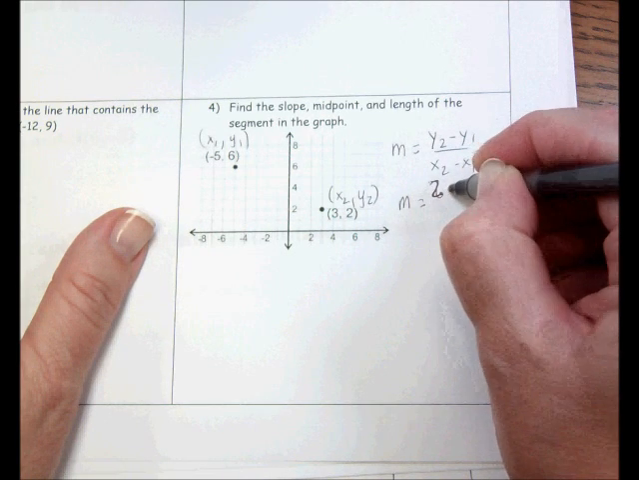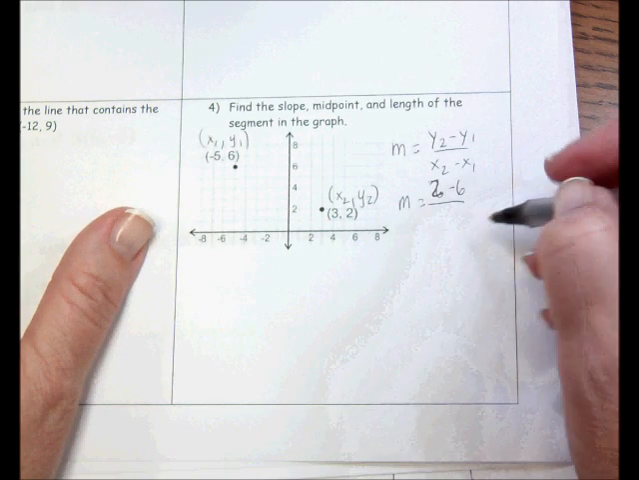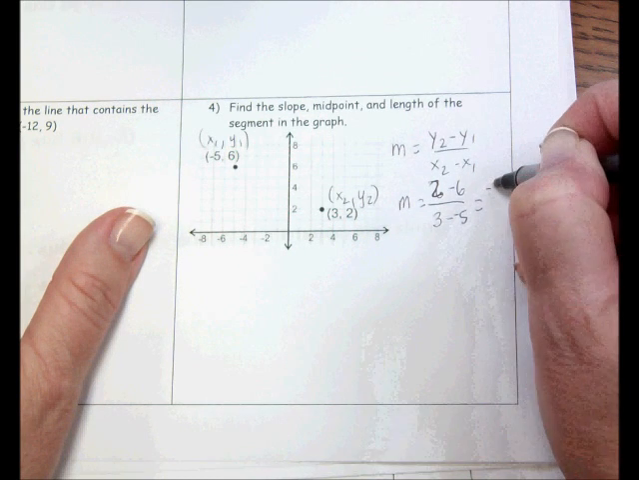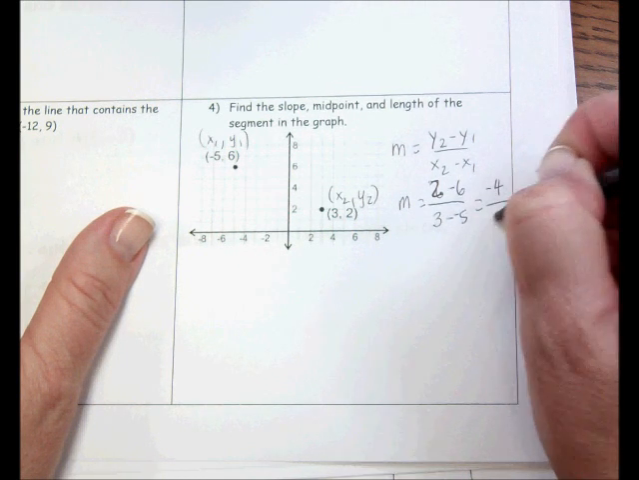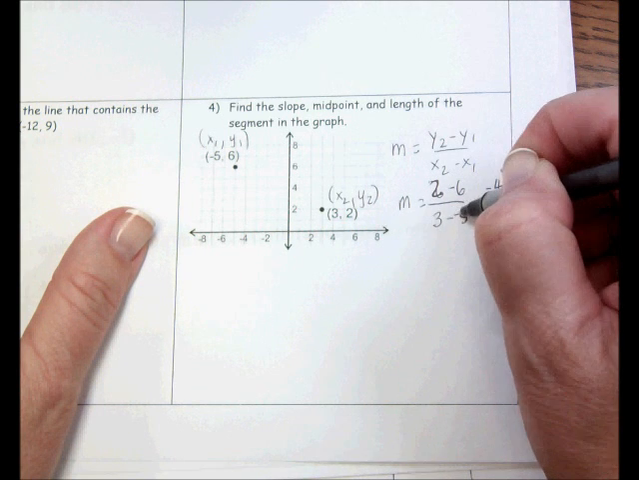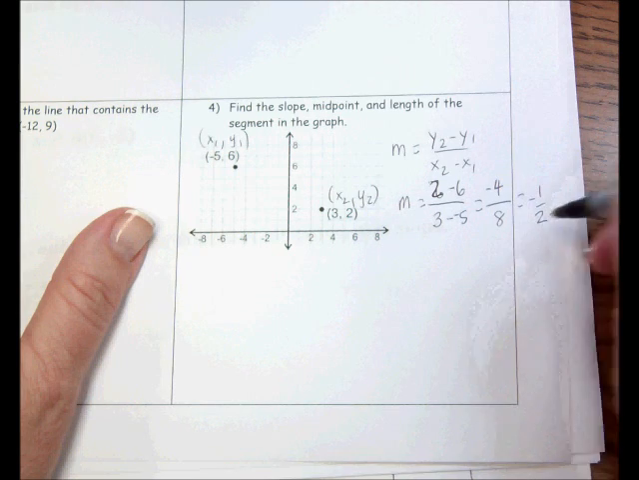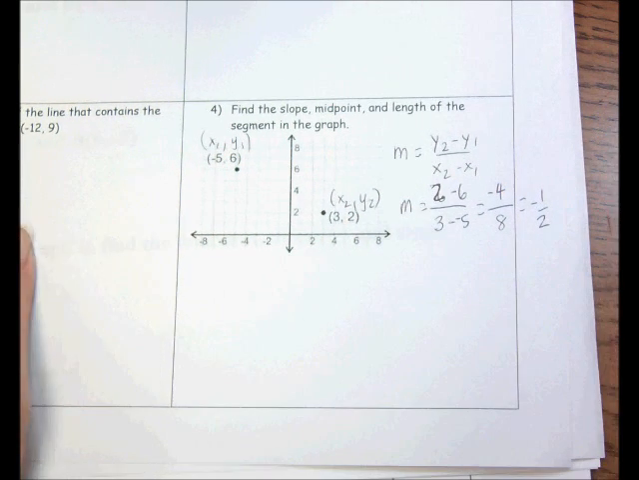2 minus 6 over 3 minus negative 5. So I'm going to have negative 4 over, and this turns into 3 minus negative 5, and that's 3 plus 5, which is 8. So my slope ends up being negative 1/2.